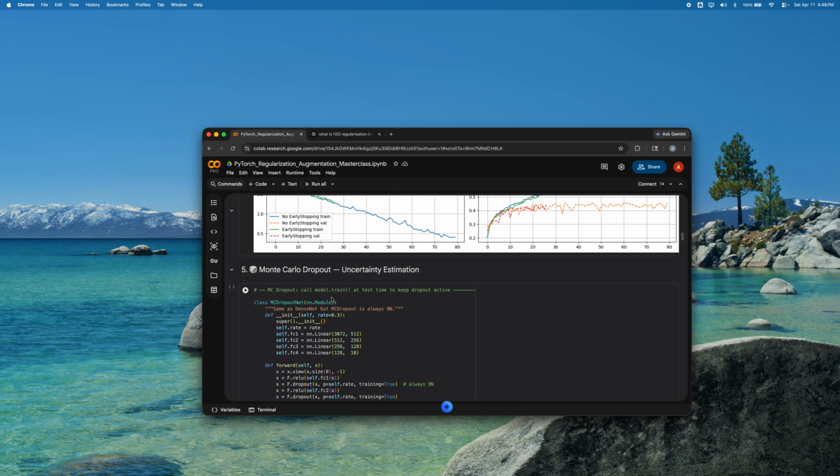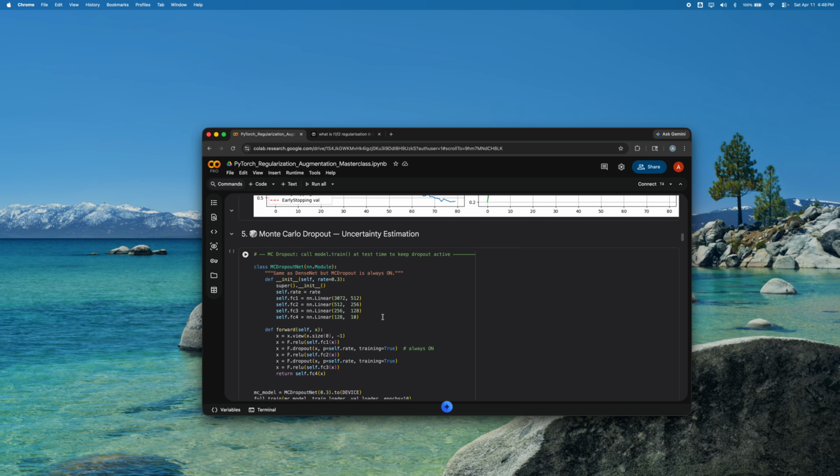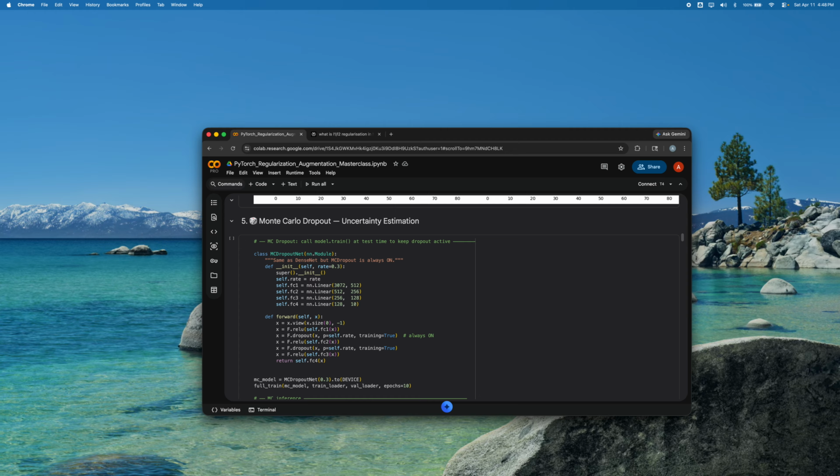So that is early stopping. Then we have Monte Carlo dropout. This is a clever trick for getting uncertainty estimates out of a neural network. Normally a trained model gives you one confident prediction, but what if the model is actually unsure?